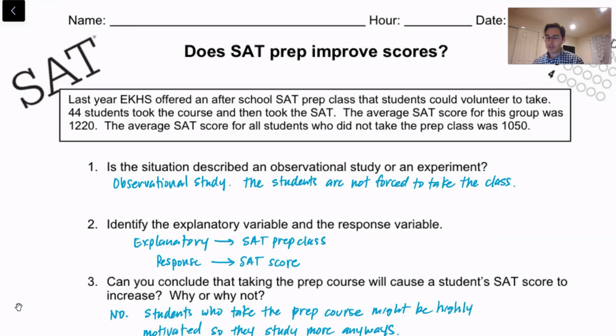All right, so question number one, is this situation an observational study or an experiment? So your typical student would say that this is an observational study because they recognize that the students were not forced to take the class, right? They voluntarily took the class. And when we think about experiments, a lot of times we think about science experiments, where a scientist is manipulating or controlling something.